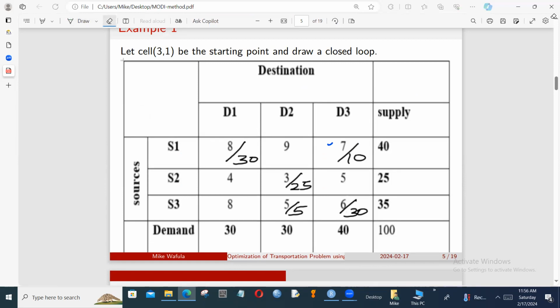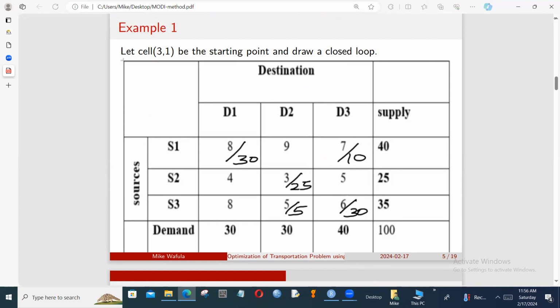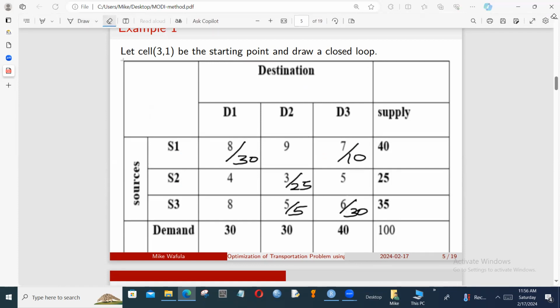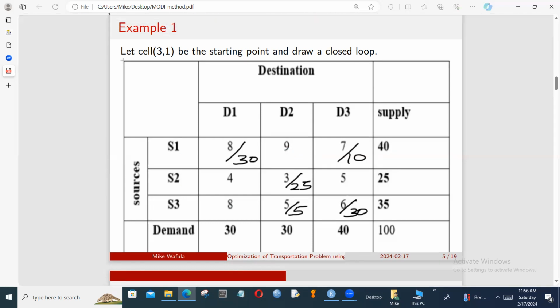And we are saying in this case, all our closed loops will begin, the starting point will be a cell with no units allocated to it. In this particular case, you can see this cell has no units allocated to it. This one has no units allocated to it. This one has no units allocated to it. And the other cell also has no units allocated to it. So there are 4 cells with no units allocated to them. So they are called unallocated or unoccupied cells.